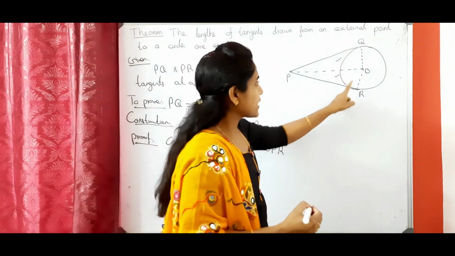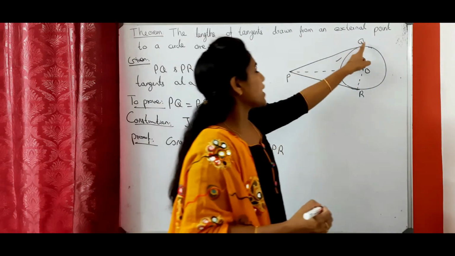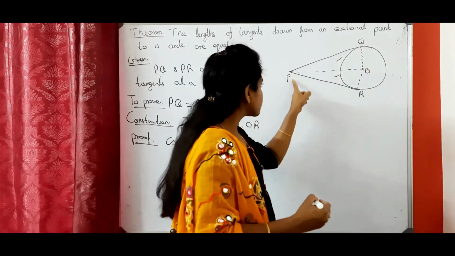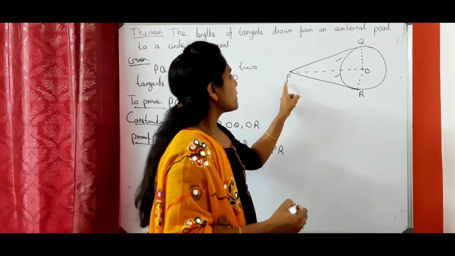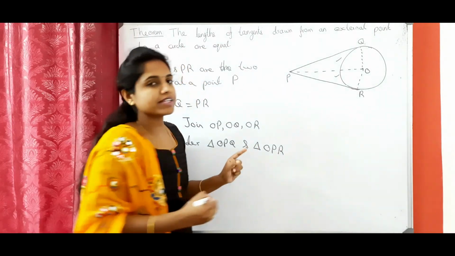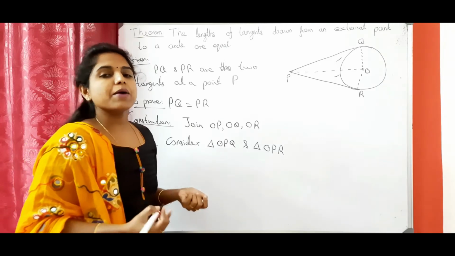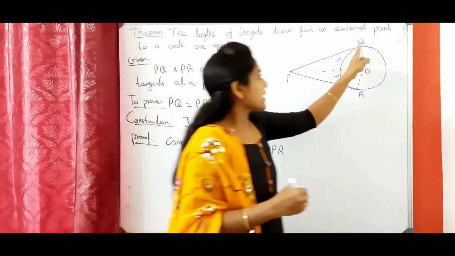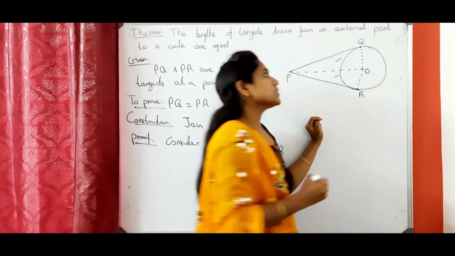In the two triangles, OQ is perpendicular to PQ, and also OR is perpendicular to PR. Why? Using theorem 1. What is theorem 1? The tangent of a circle is perpendicular to the radius through the point of contact. This is the point of contact, right? Through the point of contact.